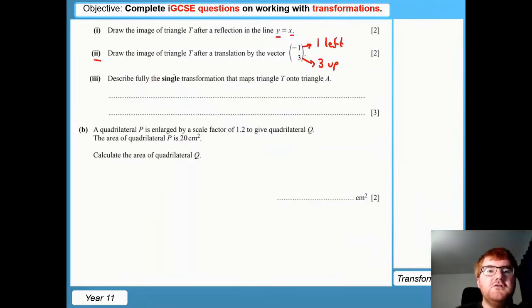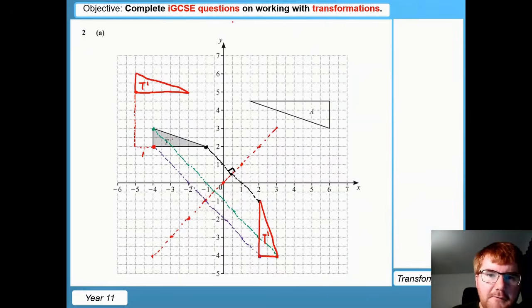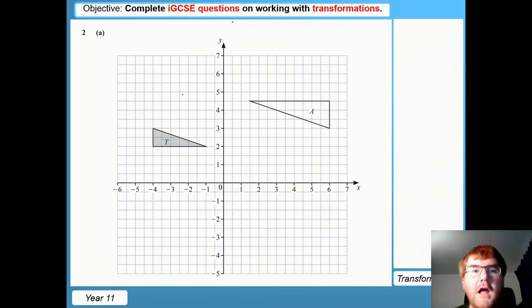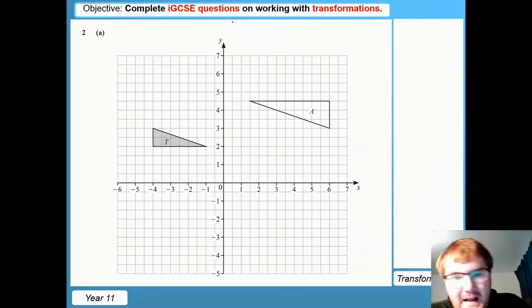And now we need to describe the single transformation that maps triangle T onto triangle A. So again, we want to go from T to A in this case. I'm going to wipe off the board so we've got a bit of space to find this either reflection or rotation. Okay, so hopefully I caught you out there. It actually isn't a reflection or a rotation. Now, how do I know this?